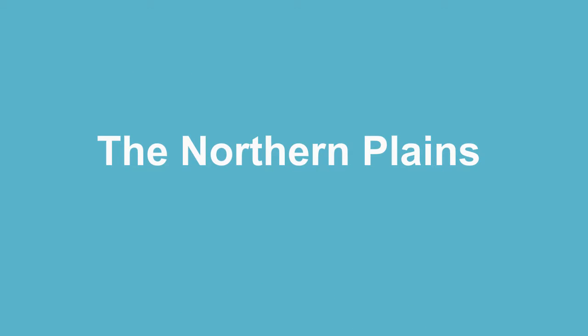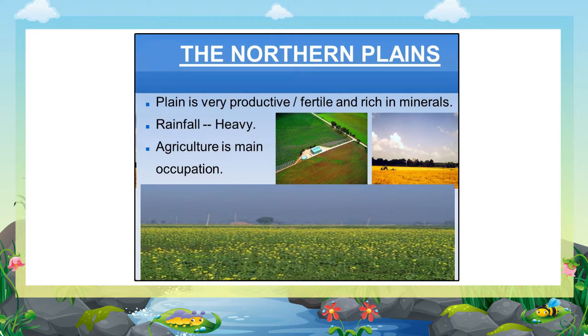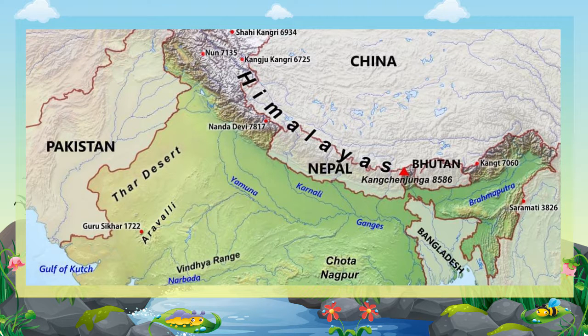The Northern Plains. The Indo-Gangetic Plains are also known as the Northern Plains or the North Indian River Plains. They are a large and fertile plain surrounding most of northern and eastern India. The Northern Plains of India are one of the most fertile plains of the world. These plains lie between the Himalayas and the southern plateaus.